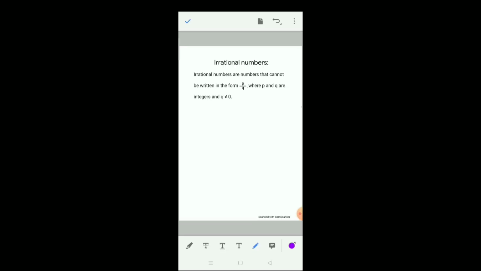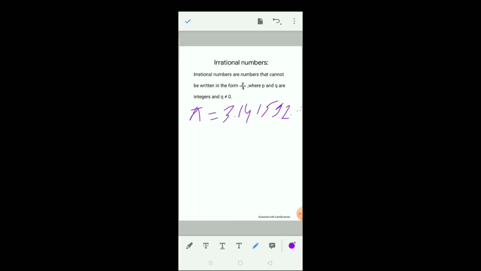Apart from this, pi is also an irrational number, because the value of pi is 3.14159 dot dot dot up to infinity. The value of pi is in the form of non-terminating, non-recurring numbers. So every non-terminating, non-recurring number is an irrational number.